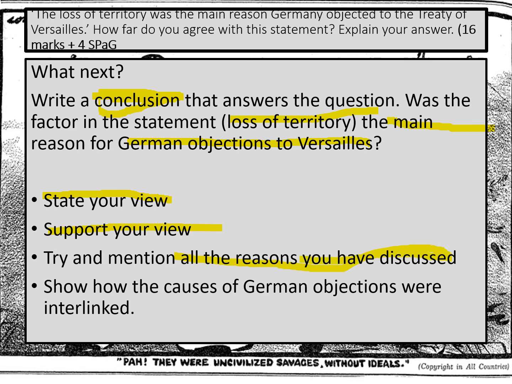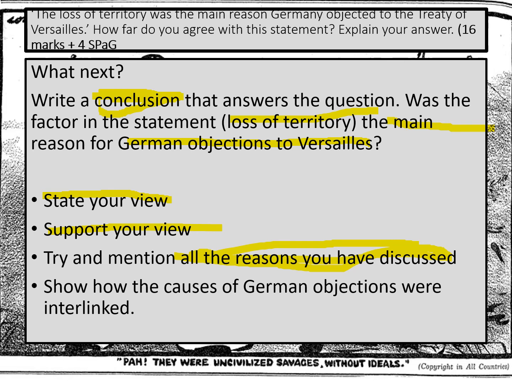But try and mention all the reasons you have discussed. So in your answer, if you're deciding that actually it's loss of territory, then in your conclusion mention that loss of pride was important or that loss of the military was important. Make sure you mention all of those. Don't, though, give any new information in your conclusion. If you didn't talk about reparations, don't talk about reparations in your conclusion.